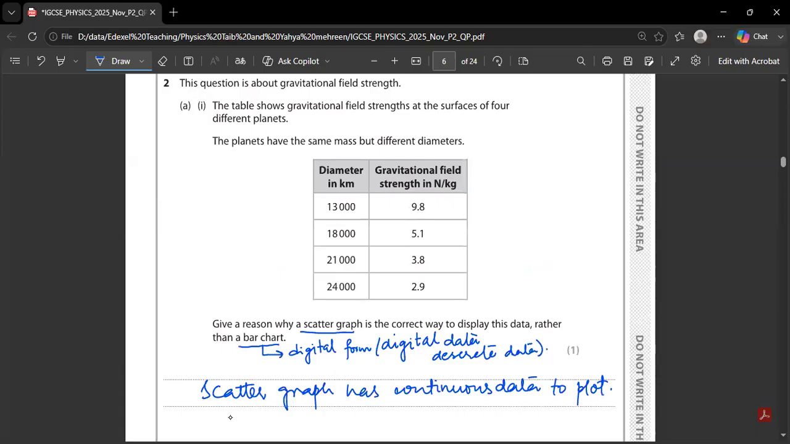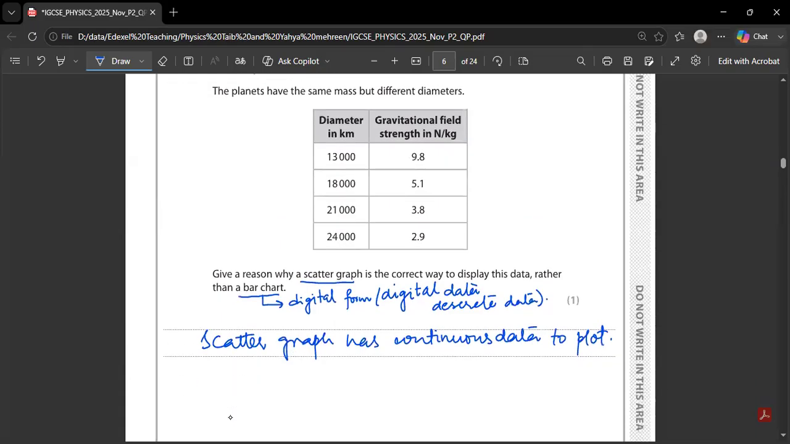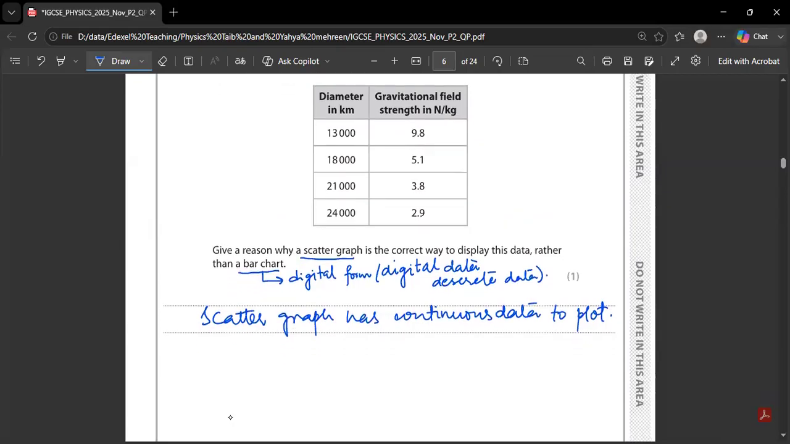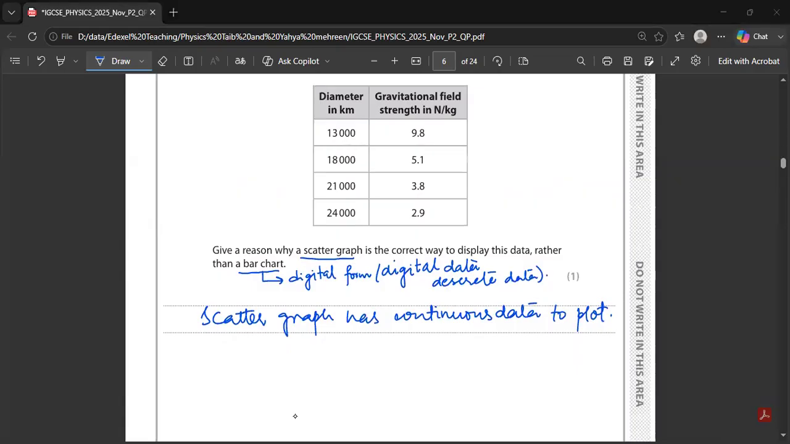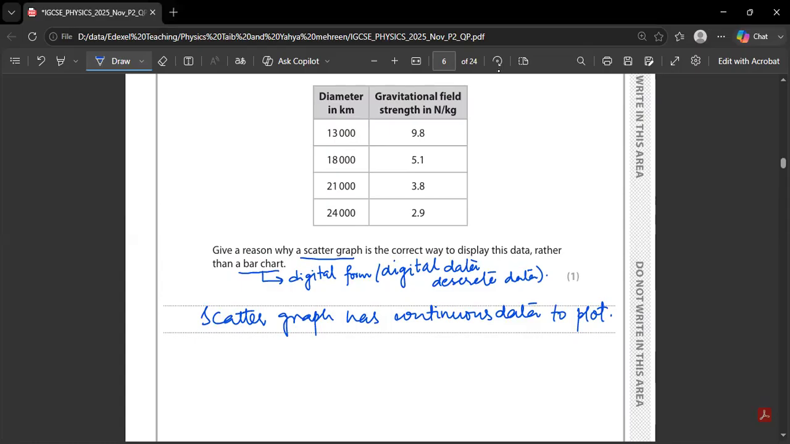13,000 squared times 9.8, 18,000 squared times 5.1. Are we getting a constant number every time? We have to show the calculation of each row, at least 2 or 3 rows.